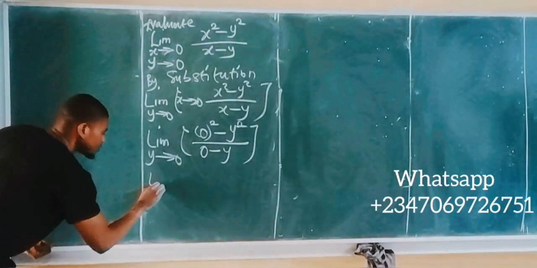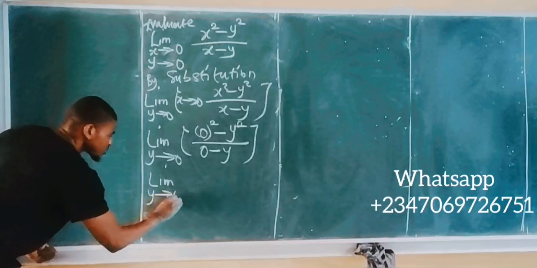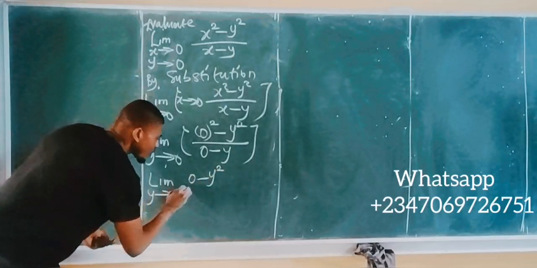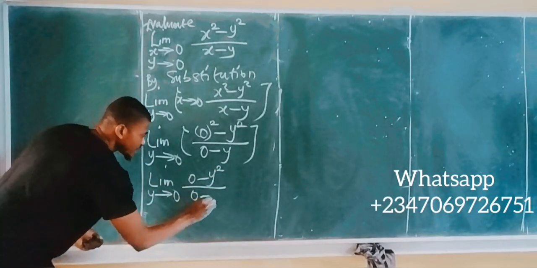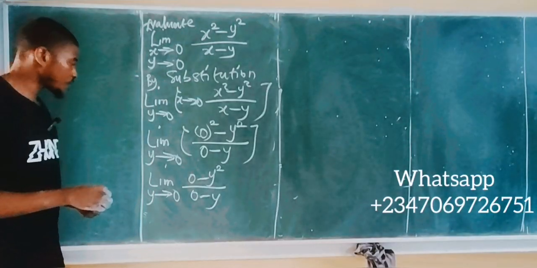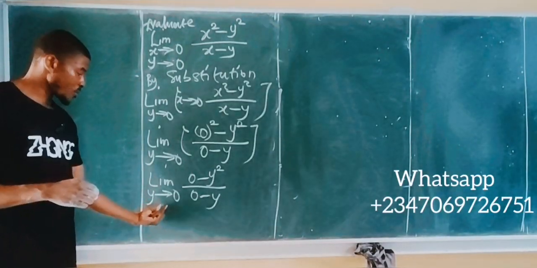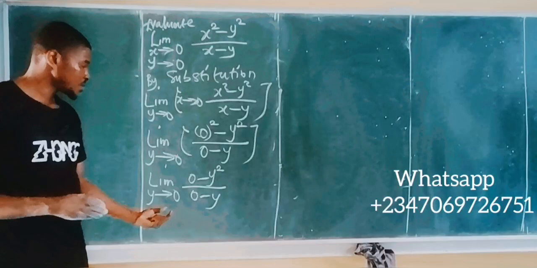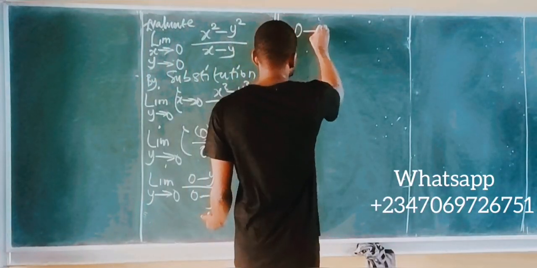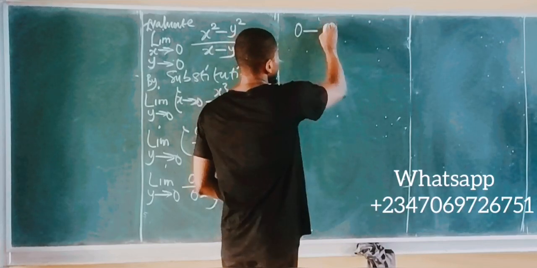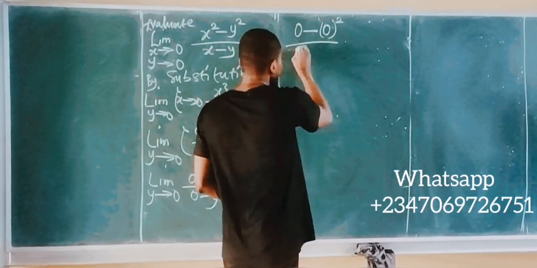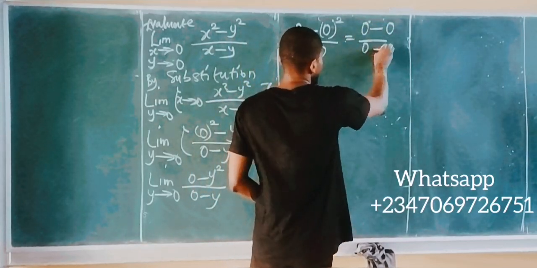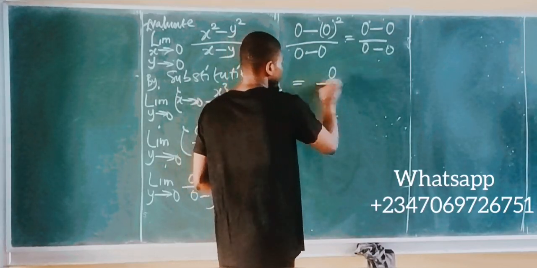So this becomes the limit as y tends to 0 of 0 squared, which gives 0, minus y squared, all over 0 minus y. At this point I put in y as 0. Whenever I see y in this expression, I put the value 0. So this becomes 0 minus 0 squared all over 0 minus 0, which is 0 over 0.